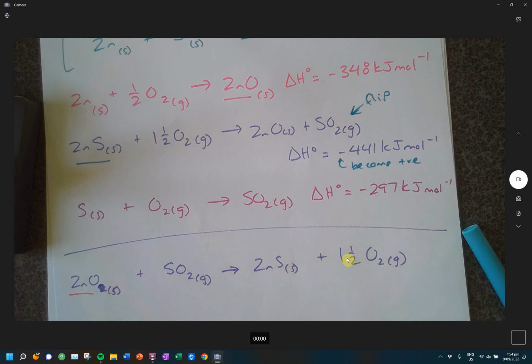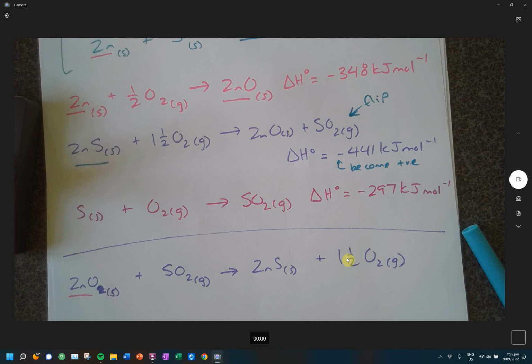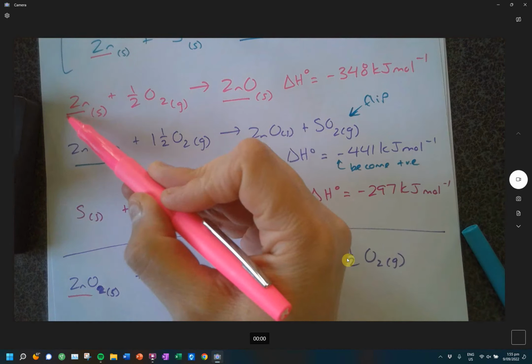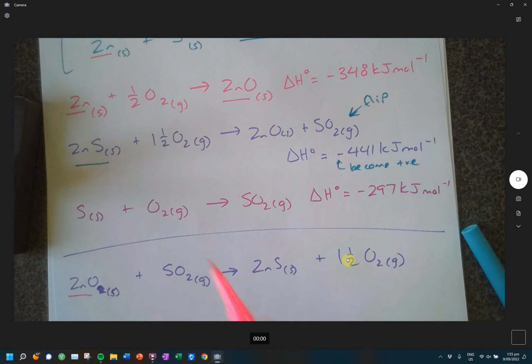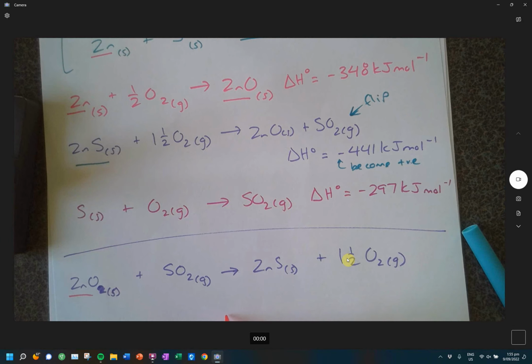So I see that there's zinc here and there's zinc there. Looking at that equation, I don't need to flip it because everything's on the right side for it to cancel out. And I don't need to multiply any of it because I know that this is matching with that number-wise, and that's going to match with that. So I'm going to write down that equation as is.